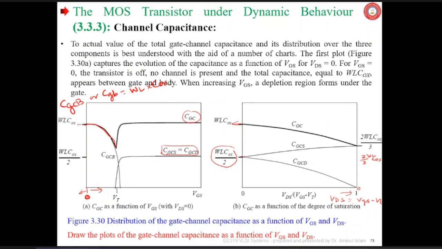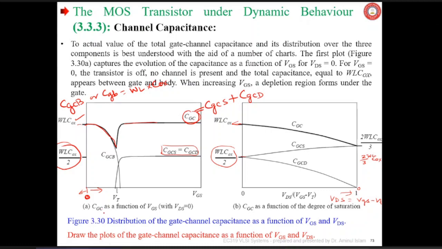At VGS equals VT, the channel is formed, and you have CGCS equals CGCD, and obviously it is half of that value. This value is WL into Cox divided by 2. And the total channel capacitance is remaining the same. This is CGCS plus CGCD. Okay, simply you can write CGS and CGD, as we have earlier used.